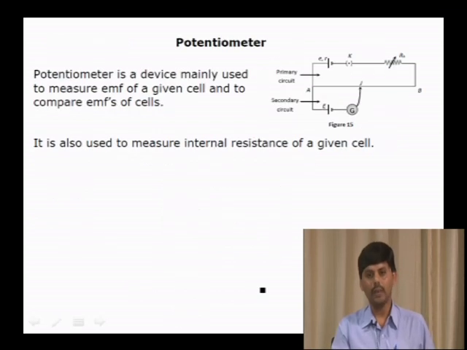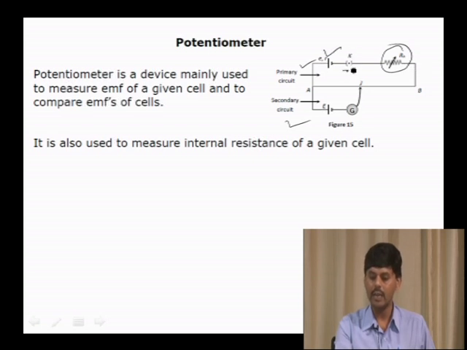Yes. Potentiometer. A potentiometer is a device mainly used to measure the EMF of a cell and to compare the EMFs of cells. It is also used to measure the internal resistance of a cell. This is the diagram. In this diagram we have a primary circuit and a secondary circuit. The primary circuit is, as usual, a meter bridge type potentiometer, which consists of a variable resistor, either a rheostat or whatever it may be, the source along with the key, and AB is the wire.